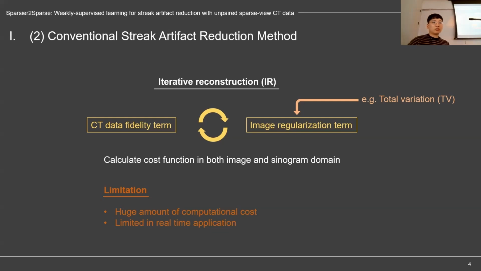To reduce streak artifacts, conventional methods such as iterative reconstruction have been proposed. The IR method iteratively optimizes both CT data fidelity and image regularization terms, and total variation is often utilized as a prior image. However, IR calculates forward and back projection during optimization, requiring a huge computational cost. Thus, its usage is limited in the medical imaging field, where real-time application is required.